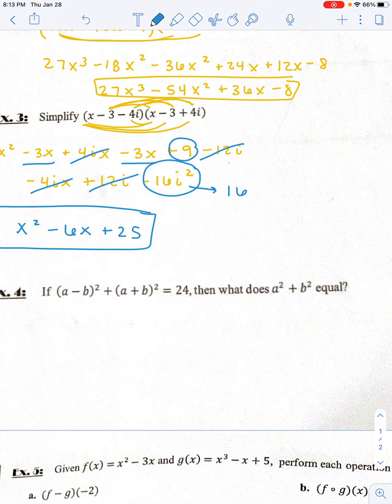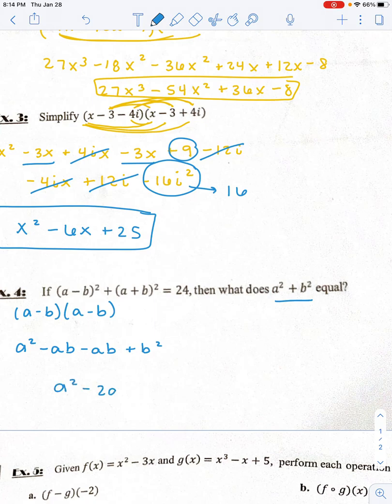All right. Number 4, I want to know if a minus b squared plus a plus b squared equals 24, then what does a squared plus b squared equal? So I'm going to FOIL these out first. So I've got a minus b times a minus b. I get a squared minus ab plus b squared. So that gets me a squared minus 2ab plus b squared.